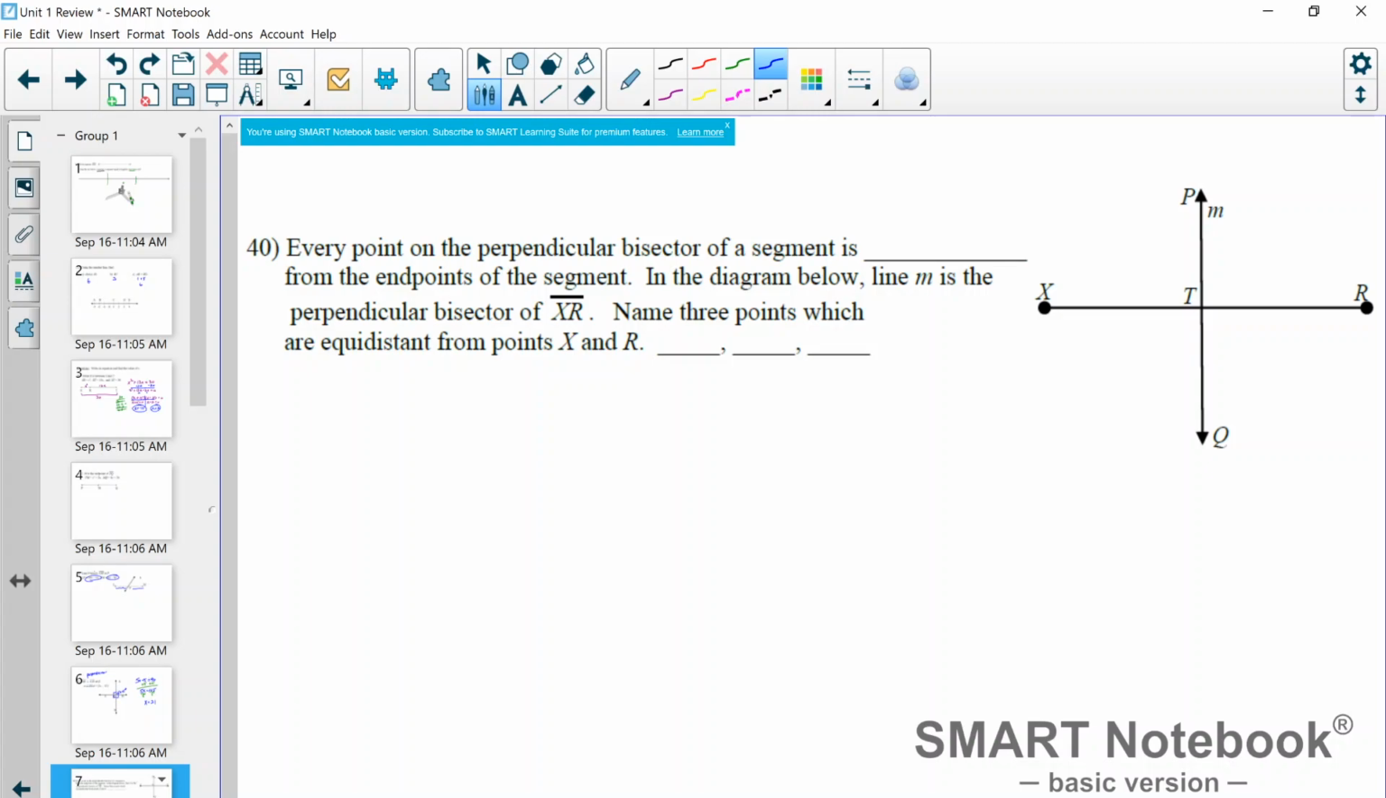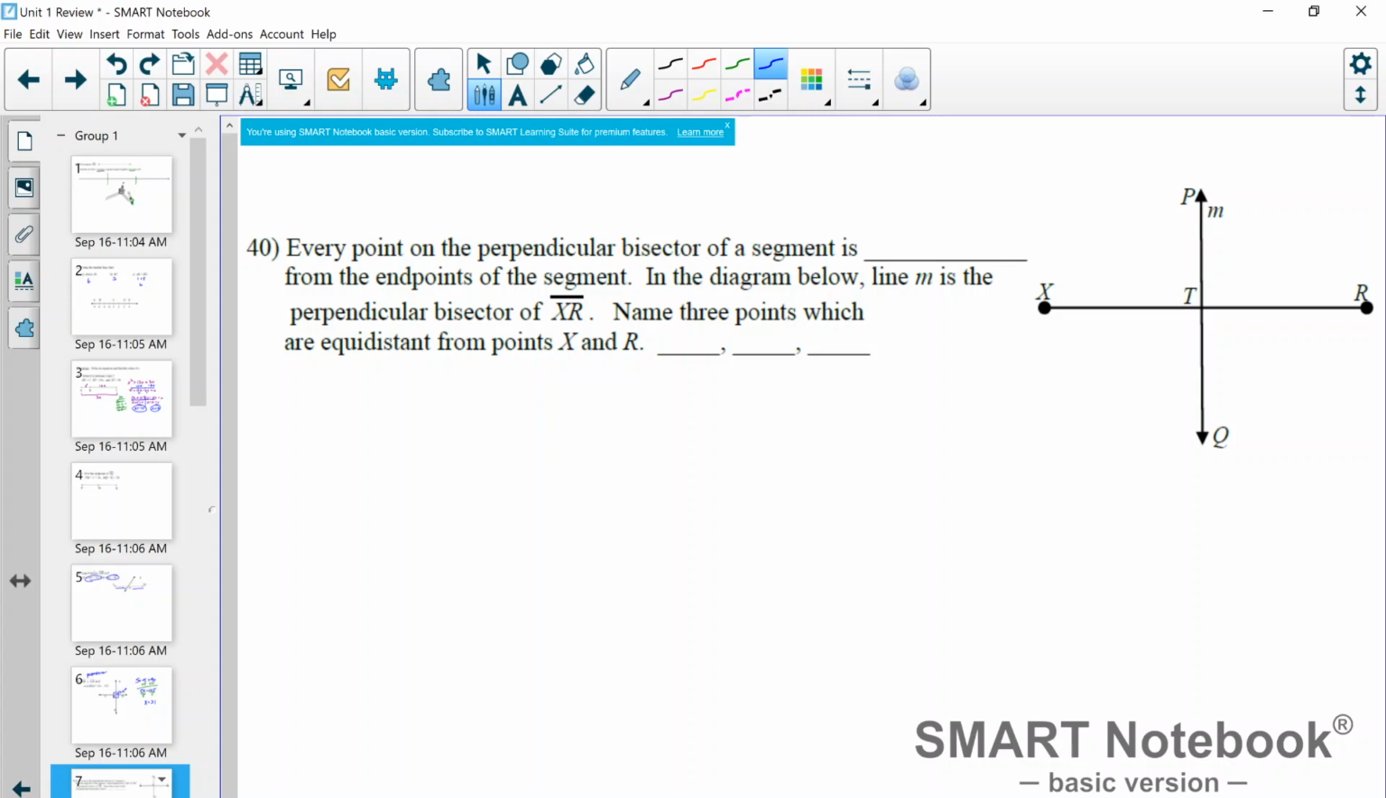Number 40, a little bit of definition. We're not really going to go over this. Equidistant, so perpendicular bisector. Again, bisector cuts it in half. So that means every point on the perpendicular bisector is going to be the same distance from the endpoints of XR.